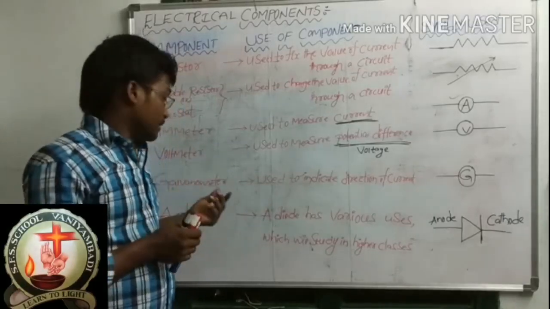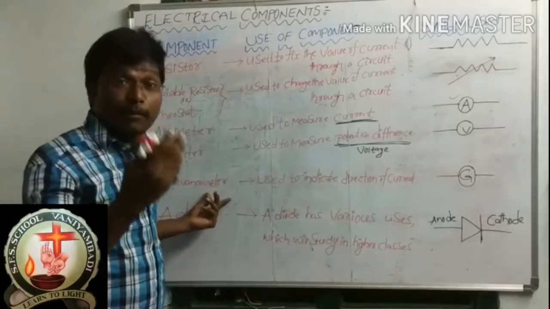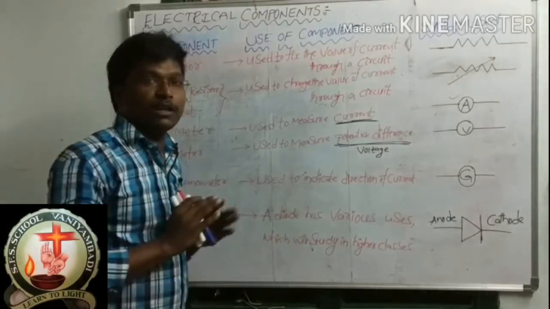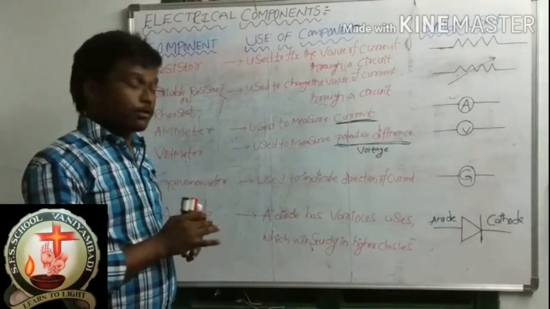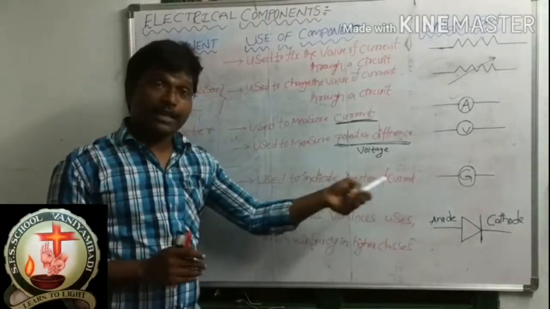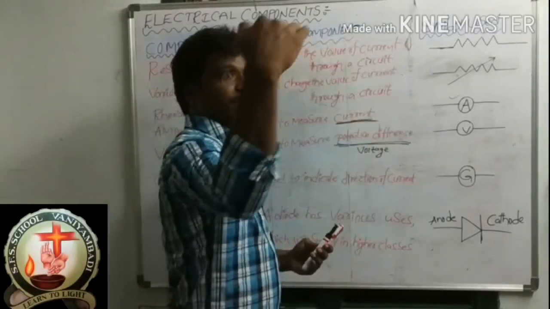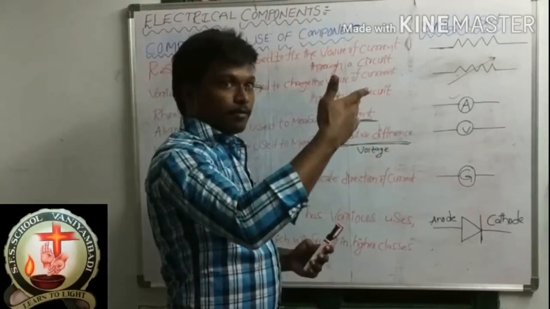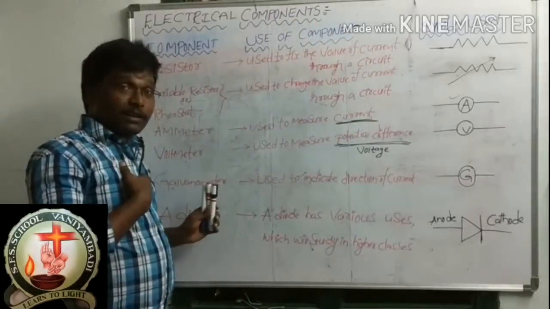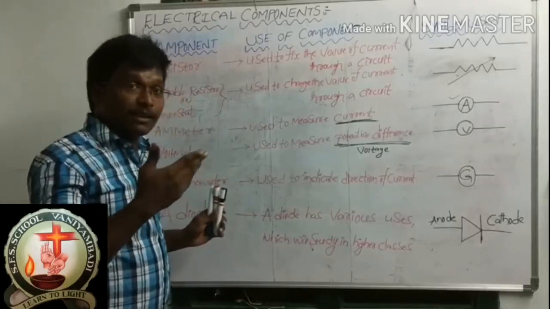This galvanometer is not finding the current. Galvanometer is not determining the current. It is just indicating the direction of the current. Direction means at which side it is going, either this side or that side. By the use of this galvanometer, we are able to find the direction of the current.